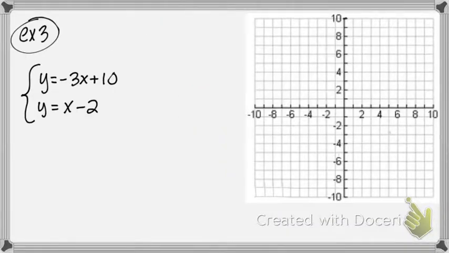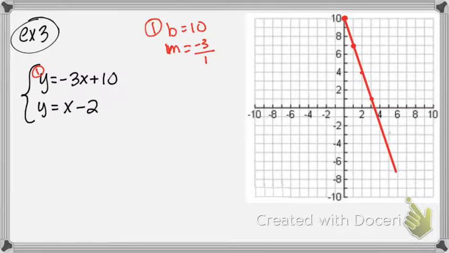In our last example, we have y equals -x plus 10 and y equals x minus 2. Luckily, they are already in the form y equals mx plus b, so all we have to do is graph them. For the first one, our b is 10 and our m is -1. Let's put it over 1. We start at 10 up here at the top, and then go down 1 and to the right 1. We can draw our line and our arrows. That is equation number 1.